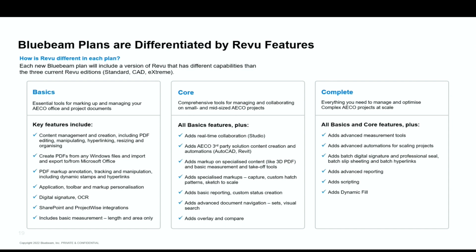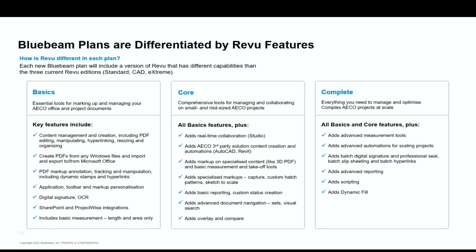Core is probably where most sort of general users will sit in terms of what they use mostly. So it adds access to Studio, third-party solution content creation, so the plugins for AutoCAD, Revit, Navisworks, SolidWorks, and all that. Adds markups to 3D PDFs and basic measurement and takeoff tools. So it adds pretty much all of the other measurement tools that you have access to, count tools, volume tools, angle tools, all of that sort of stuff. Specialized markups, the capture tool, custom hatch patterns, and sketch to scale. Basic reporting, custom status creation, and advanced document management, so sets and visual search. And it adds the overlay and compare functions for comparing documents.